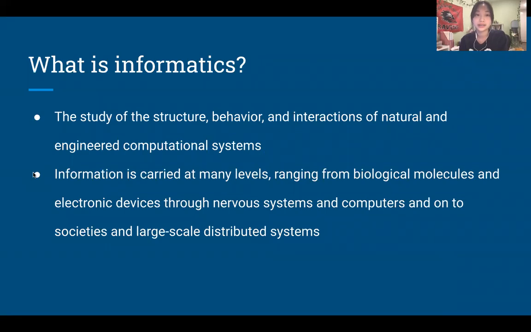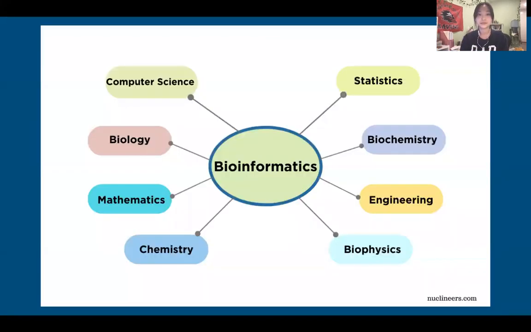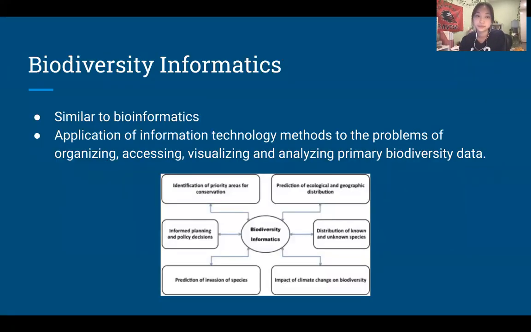So what is informatics? Informatics is the study of the structure, behavior, and interactions of natural and engineered computational systems. Information is carried at many levels, ranging from biological molecules and electronic devices through nervous systems and to computers, and onto societies and large-scale distributed systems. As you can see from the spokes diagram, bioinformatics is a very broad subject and it covers many different topics, all of which are related to biology.